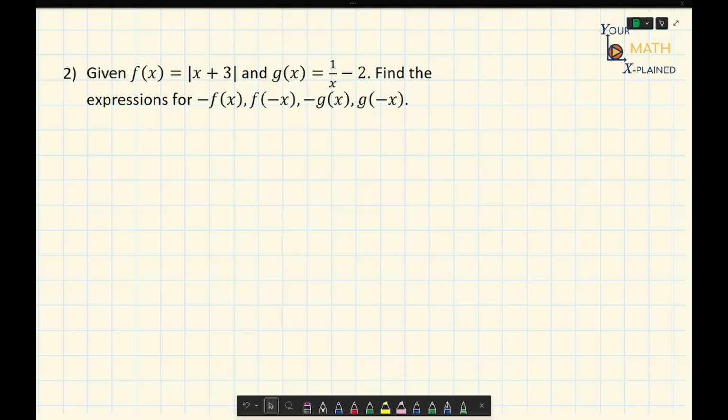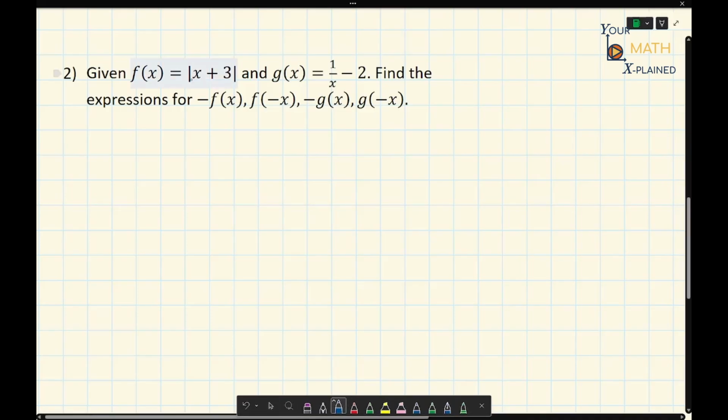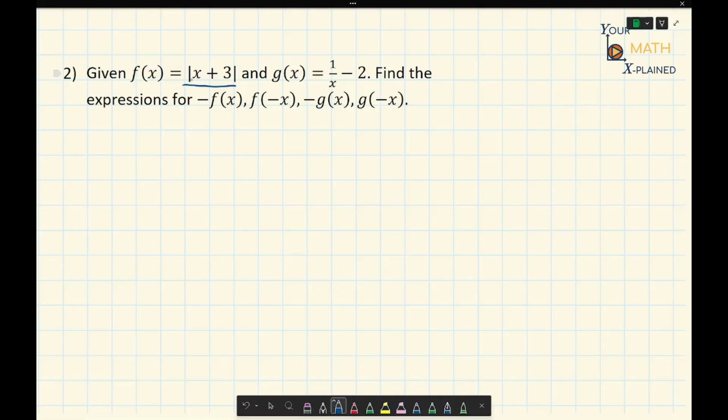So we start with our function f of x, and it's equal to the absolute value of x plus 3. And then we have our g of x, which is 1 over x minus 2. Okay, so let's go ahead and find this first expression, which is negative f of x. Negative f of x is going to equal, well, f of x is the absolute value of x plus 3. So negative f of x would just mean that we have a negative sign in front, and then we have the absolute value of x plus 3.